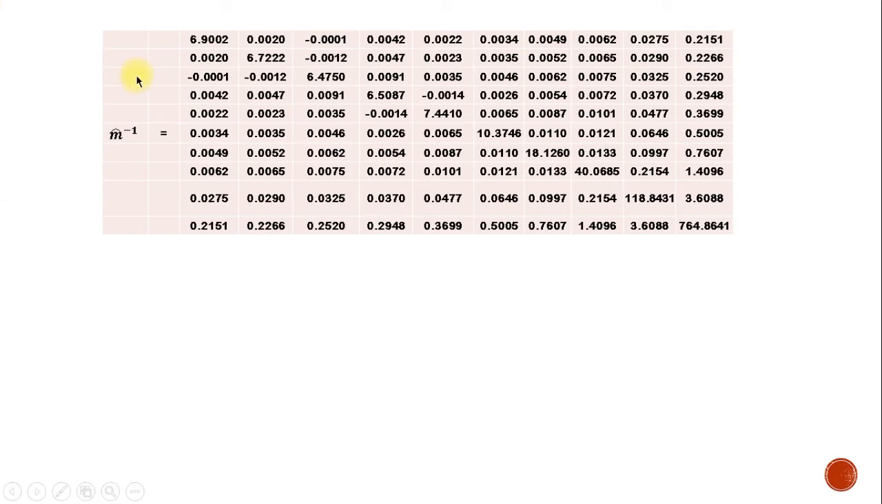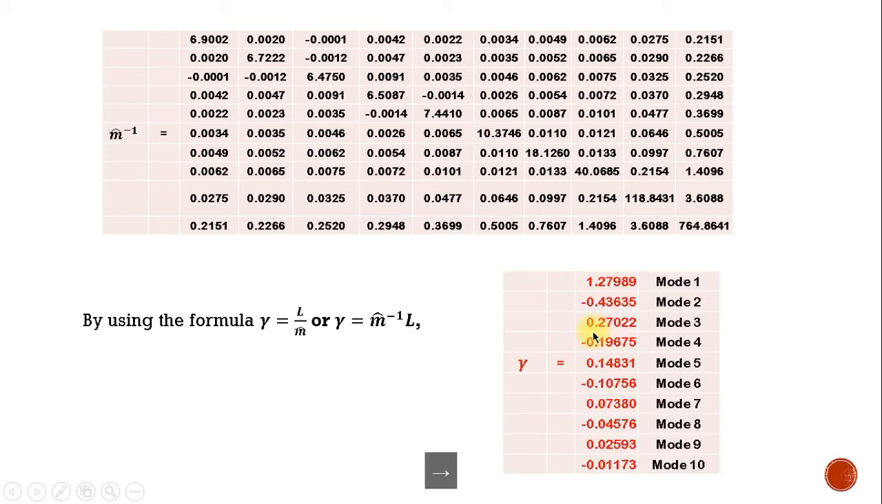So if you are going to solve the modal participation factor in simplified form, kukunin natin yung inverse ng ating generalized mass matrix. Ginamit natin yung ating formula sa ating Excel para makuha yung inverse ng ating generalized mass matrix. So ito yung ating naging result. So by using the formula, gamma is equals to L over m hat, or in simplified form, gamma is equals to inverse of m hat times L. So ito na ang ating mga modal participation factor.